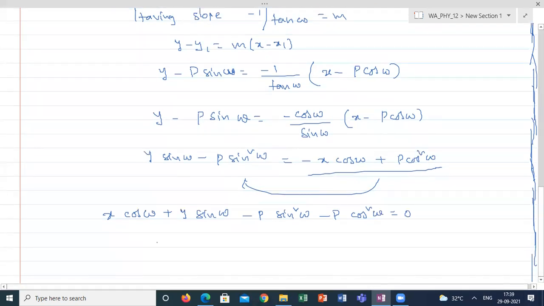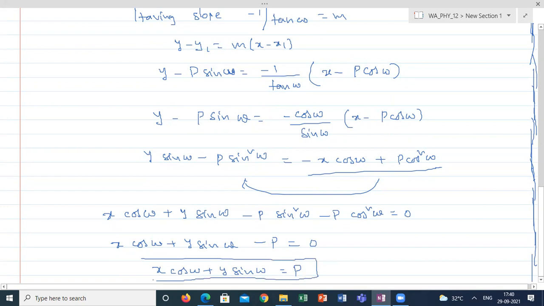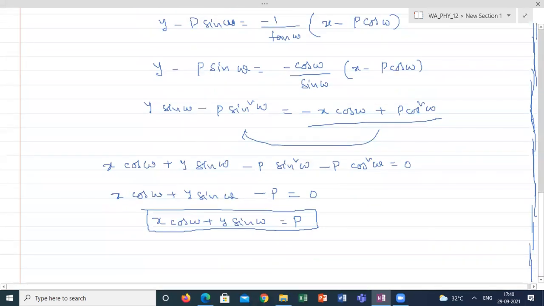From here, I can say x cos omega plus y sin omega, if I'm taking p common, sin square omega plus cos square omega is equal to 1. So x cos omega plus y sin omega is equal to p. This is known as the equation of the required line in its normal form.